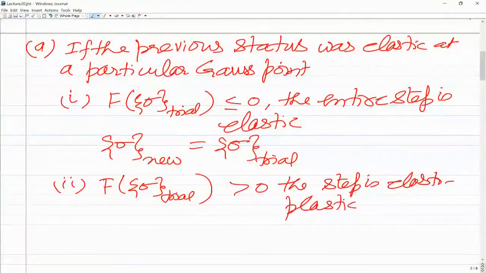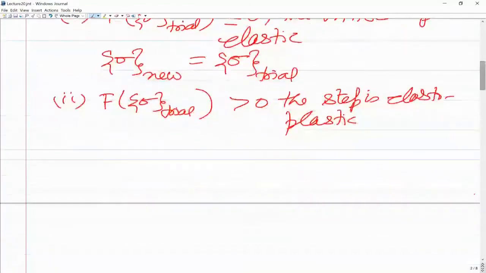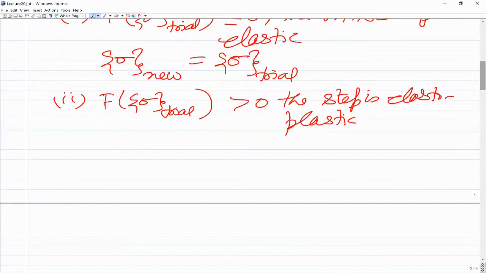And in this also, now there are two things, because previously the point was elastic and now f is coming out to be greater than 0. Why is it coming greater than 0? Because we are keeping the yield stress the same, the initial yield stress. And now the state of stress is greater, so this f comes out to be greater than 0. So we have to actually evaluate the elastoplastic stress increment.